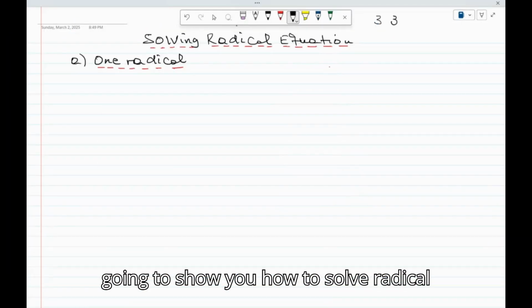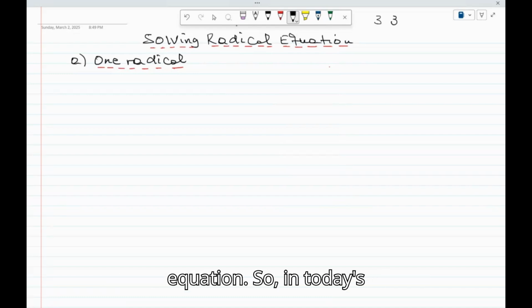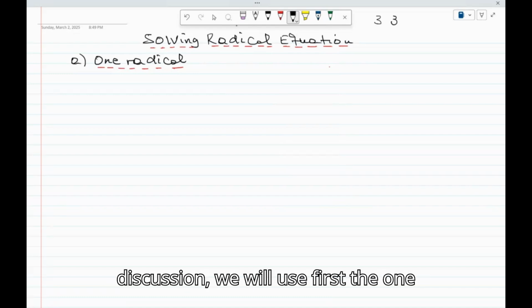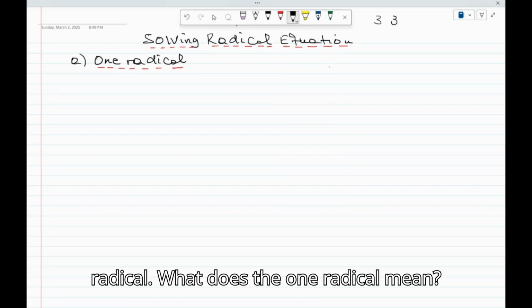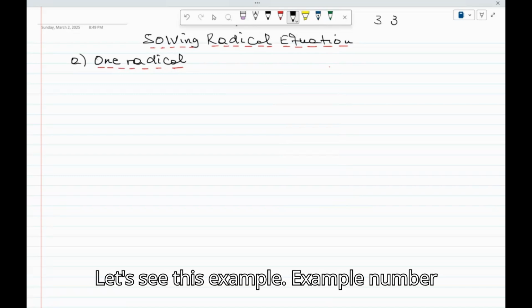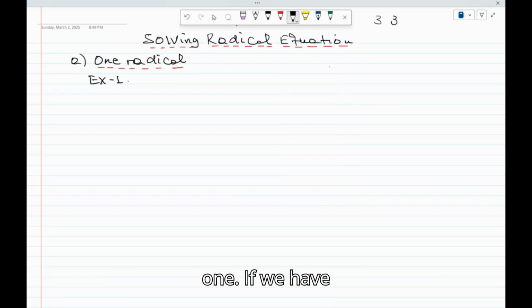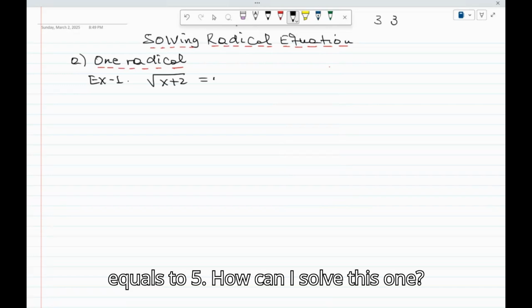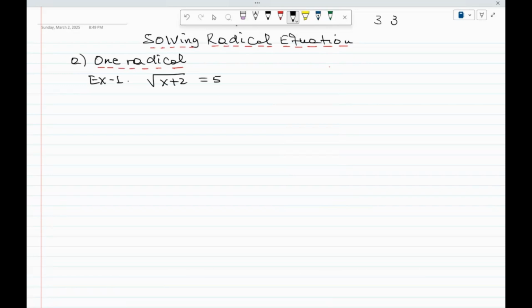Today's video, I'm going to show you how to solve radical equations. In today's discussion, we will use first the one radical. What does the one radical mean? Let's see this example. Example number 1. If we have the square root of x plus 2 equals 5, how can I solve this one?